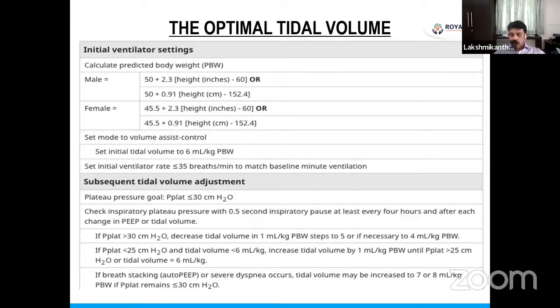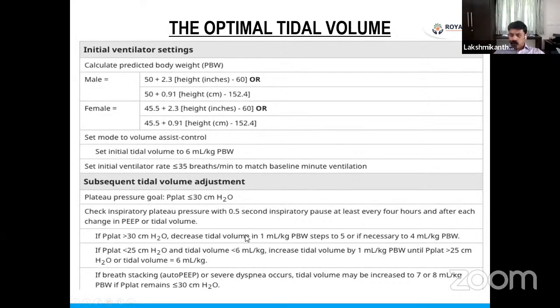If at all your plateau pressure is more than 30, definitely you need to come down on that. So if your carbon dioxide permits, you slowly come down on the tidal volume from 6 to 5 ml per kg and then to 4 ml per kg, but keep a close watch on your minute ventilation as well, and try to bring the plateau pressure to less than 30. This is how we usually do it.